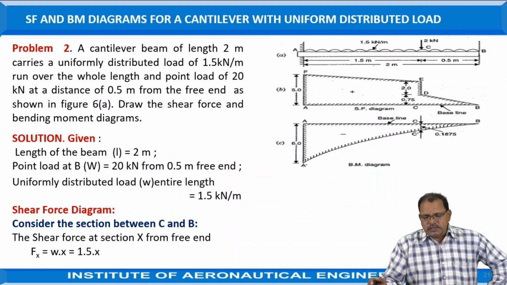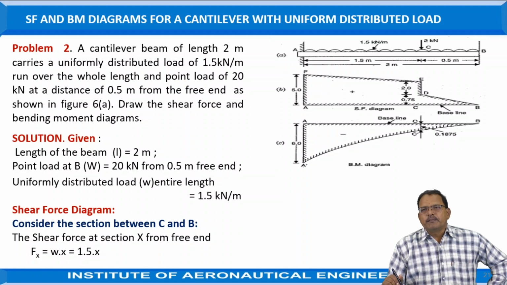Based on the uniformly distributed load, we are taking one problem here. A cantilever beam of length 2 meters carries a uniformly distributed load of 1.5 kilonewton per meter run over the whole length and a point load of 20 kilonewtons at a distance of 0.5 from the free end, as shown in the figure. Draw the shear force and bending moment diagrams.